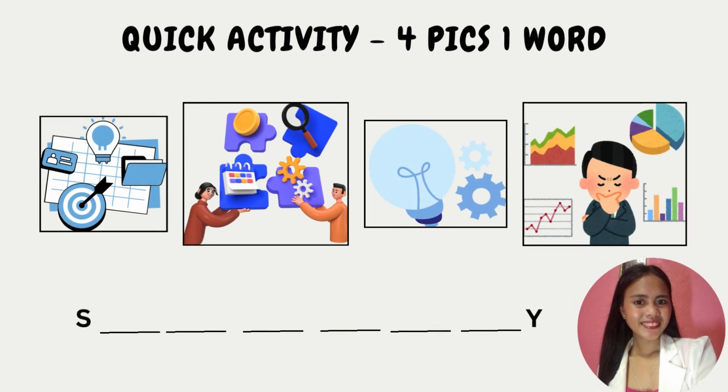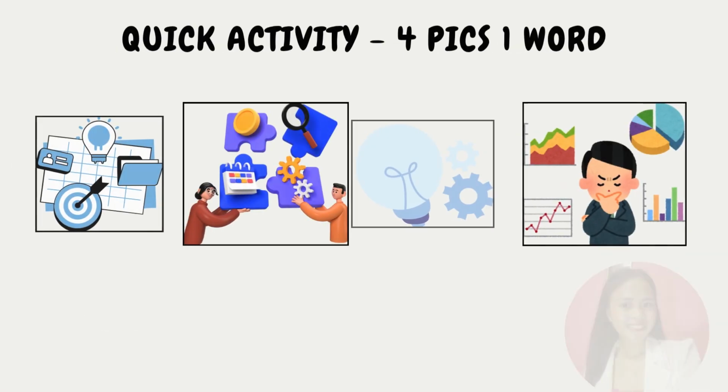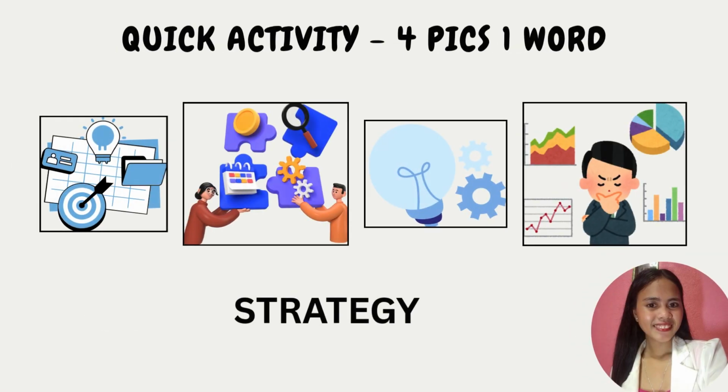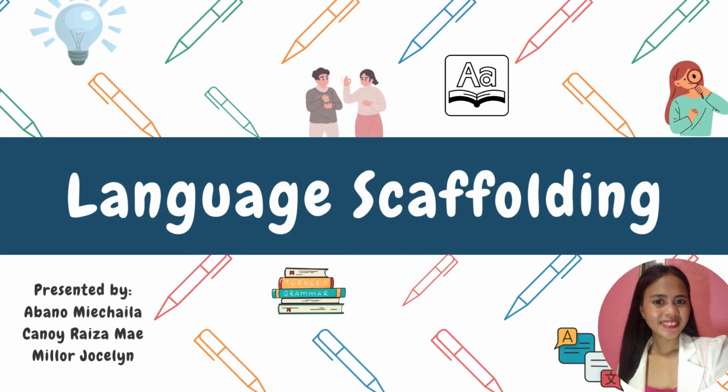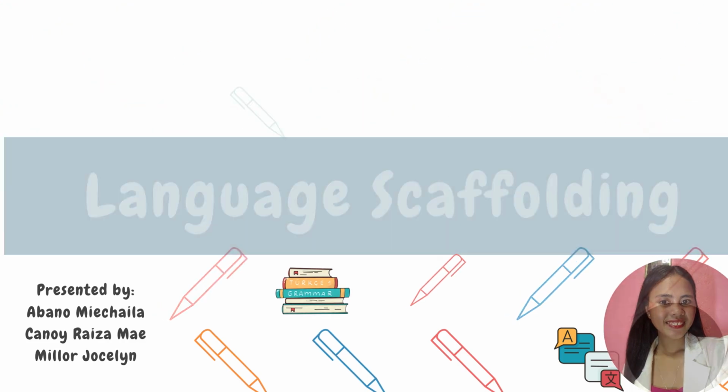Last, four pics, one word, has eight letters, starts with letter S, ends with letter Y. What term is it? That is correct. The word is strategy. So now, our lesson this morning will be language scaffolding.